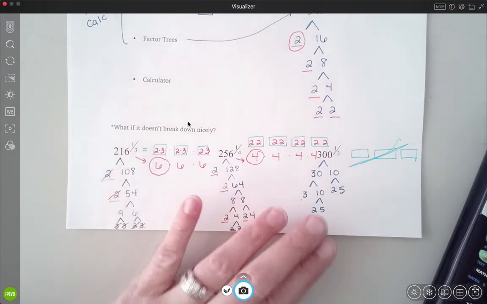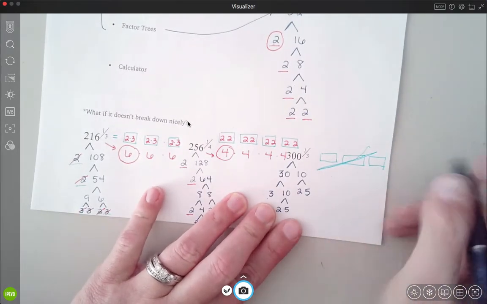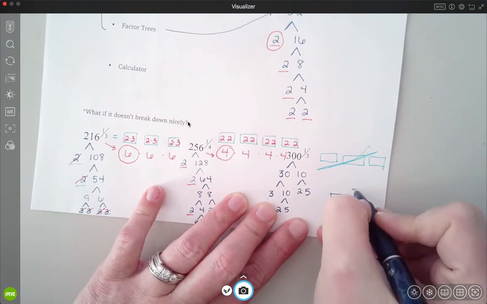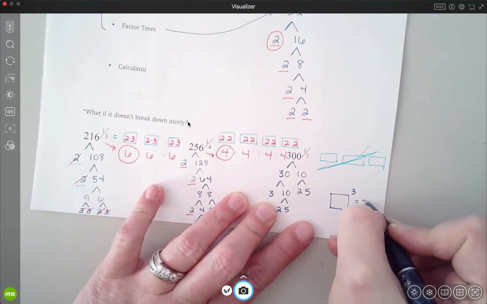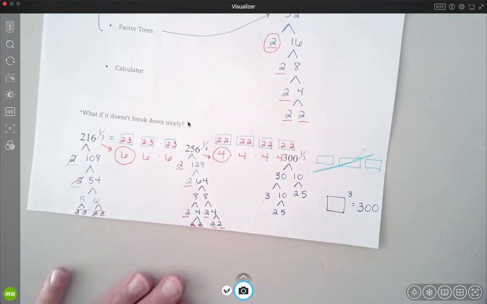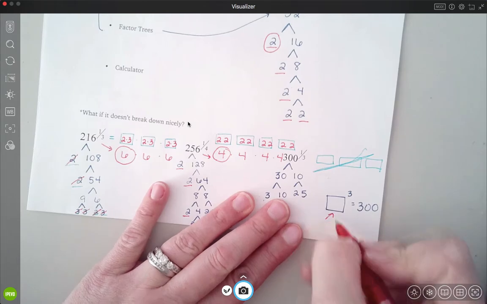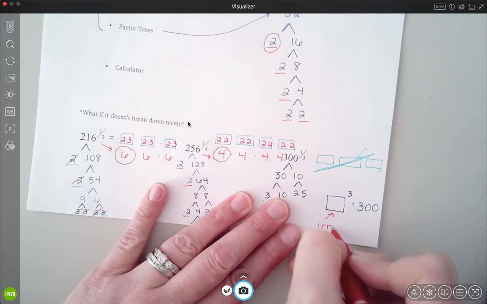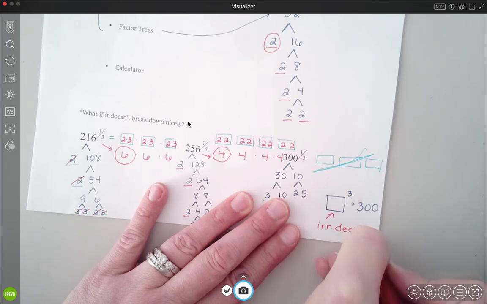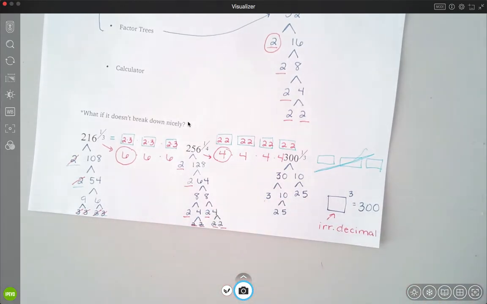So just to recap what we just talked about, remember this question is saying what to the power of 3 equals 300. And the fact that this wouldn't break down into those boxes nicely tells me that this number must be an irrational decimal. And I would not ask you to do one of those by hand. You have to use a calculator for that.